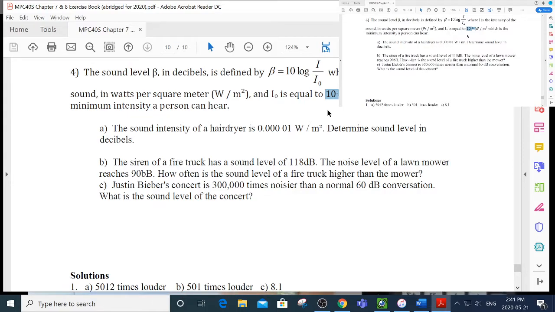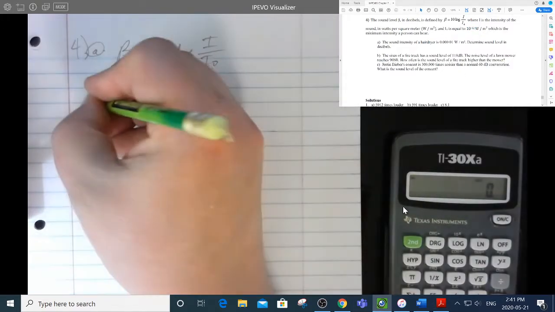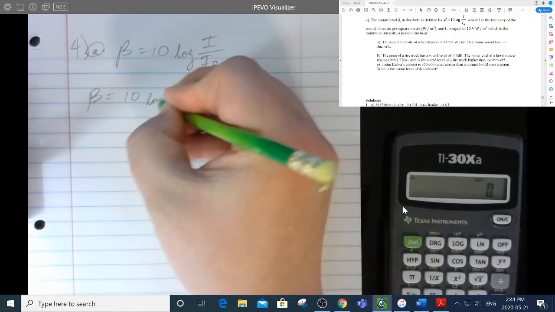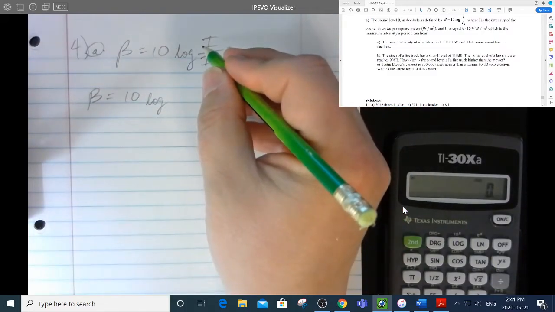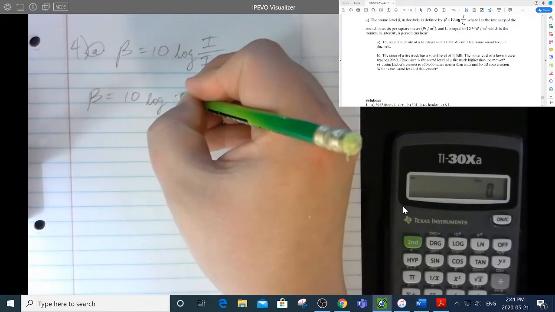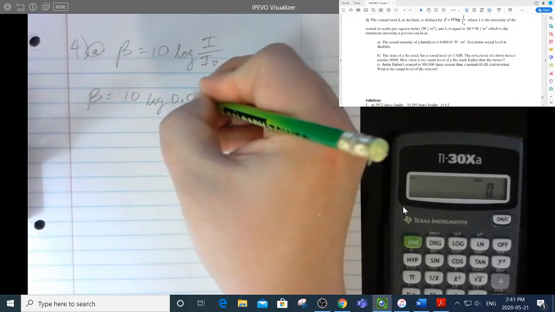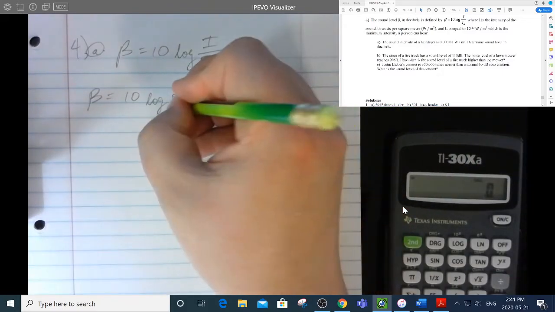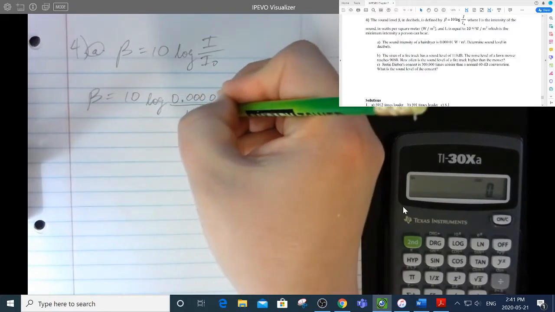Anyway, sound intensity of a hairdryer is that. Determine the sound level. Okay, so I am going to go to the equation and say my intensity in decibels is 10 times the log of, and the I is 0.000... I gotta make sure I count the zeros right. I'm bad for miscounting zeros in questions like this. 0.1. Okay, did I count that right? Let's look at the question again. Yeah, I did. Yay. And divided by 10 to the negative 12.